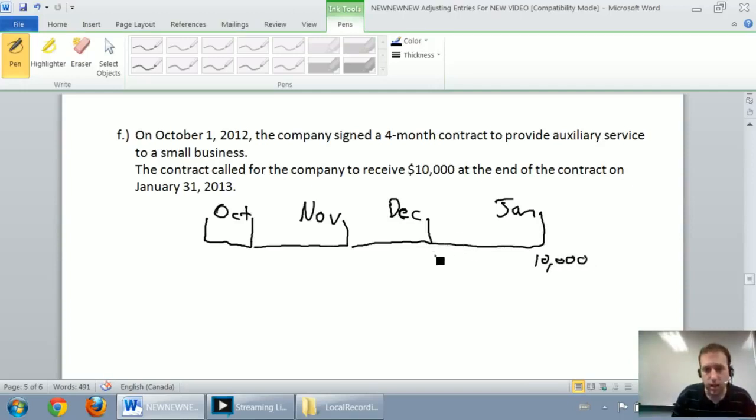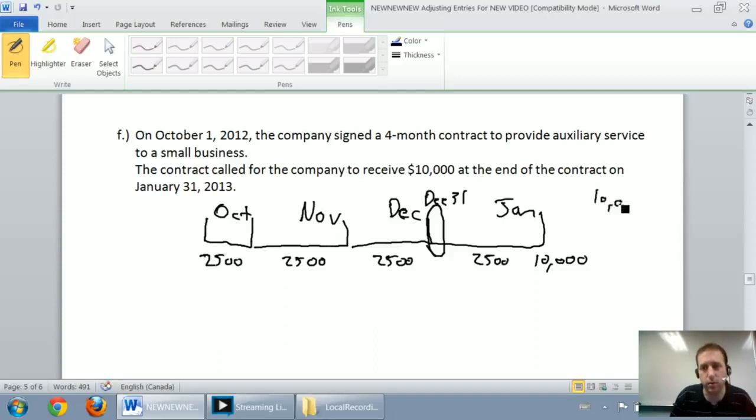Unfortunately, today it's the end of December. It's December 31st. So we've got to figure out how much money we've earned up to December 31st but haven't been paid. This is an accrued revenue. Well, the answer would be, presumably we're earning the money steadily over time. So in October, we earned $2,500. In November, we earned $2,500. In December, $2,500. And in January, $2,500.